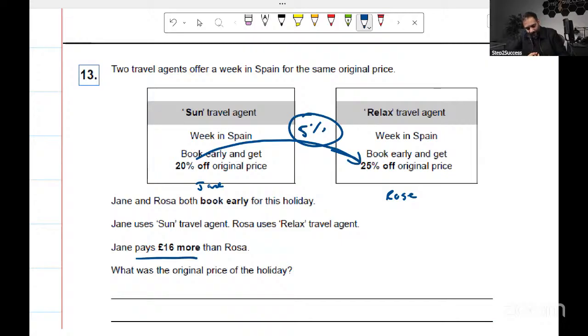So Jane pays more, but that's because Jane only got a 20% discount and Rosa got a 25% discount, so she's got more of a discount. So there's a 5% difference. Now, 5% of the cost of the holiday was how much Rosa saved or how much extra Jane paid. And Jane paid in real money £16 more.